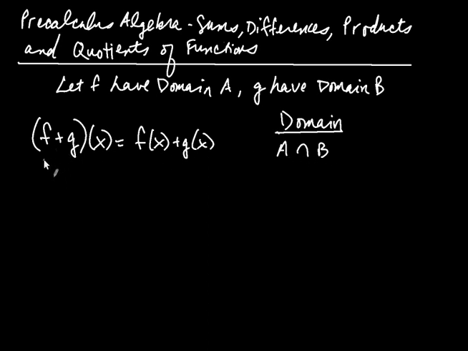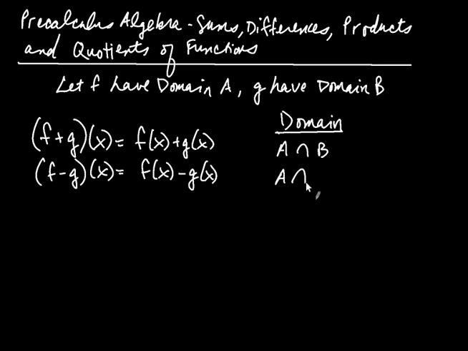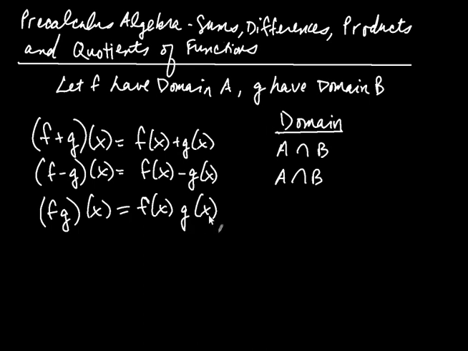And likewise for the difference. The difference of two functions, f take away g, you get that by simply taking f and subtracting g, and you can do that anywhere f and g are both defined, and that's why the domain of that difference is A intersect B. And likewise for multiplication, to get the product of two functions, we multiply the two functions together, so we get f of x multiplied by g of x. And once again, that's defined anywhere the two functions are defined.